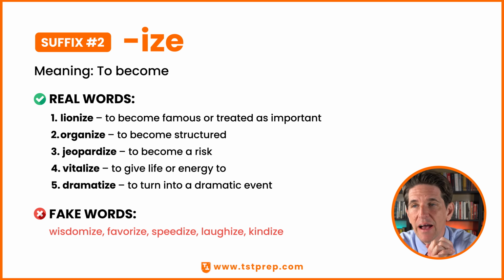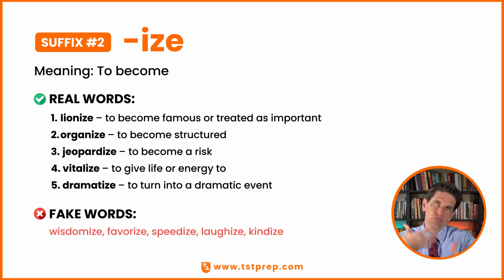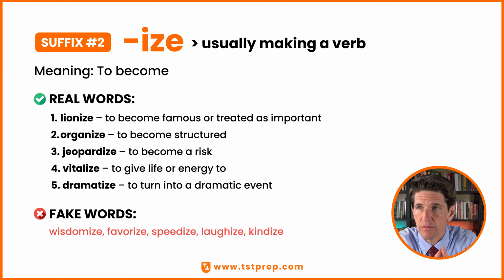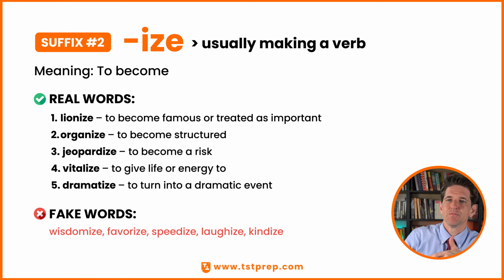Now, how about IZE? Lionize, organize, jeopardize, or dramatize. Okay, so these are again to become, to make something into, to make somebody or someone into something. And again, we have a verb here. So he was lionized, or I organized my room. Making a verb with IZE.